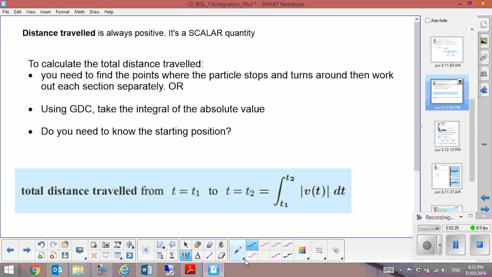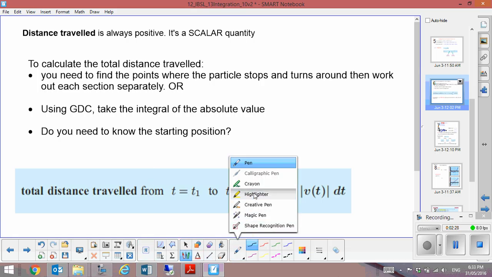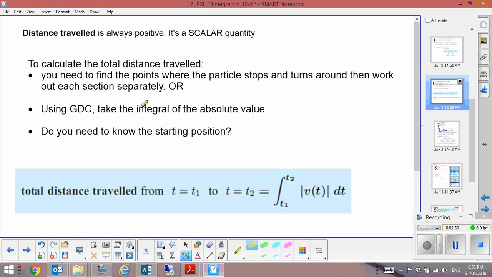So we can highlight those important points for you. If you want an integral of the absolute value, nice straight line. Otherwise, you're going to find out where the particle stops and turns around and work out each section separately.